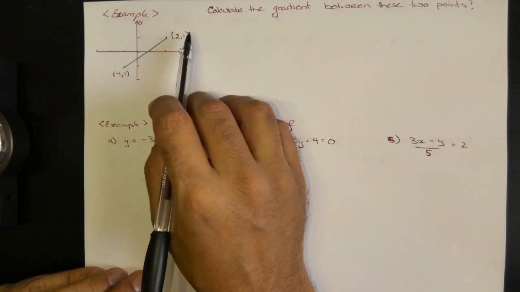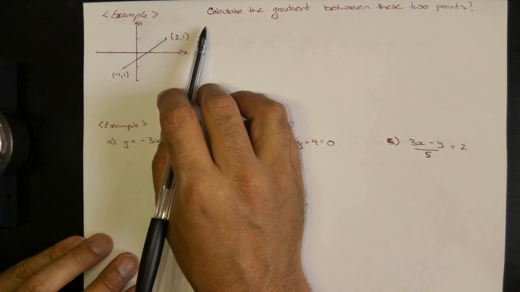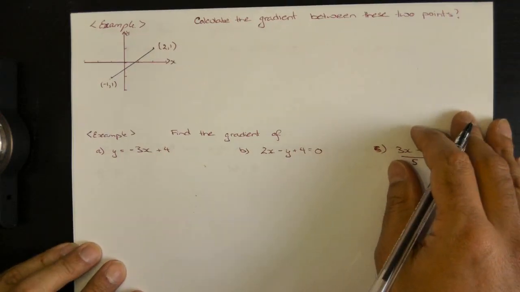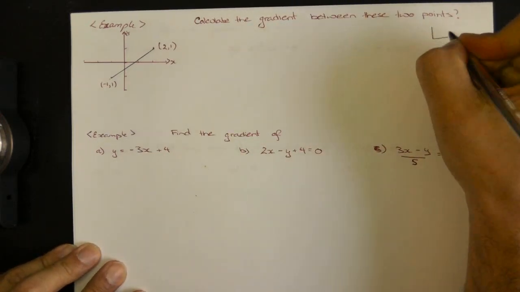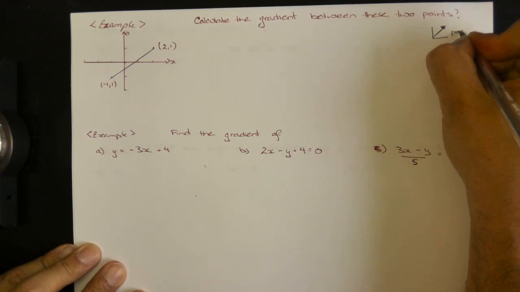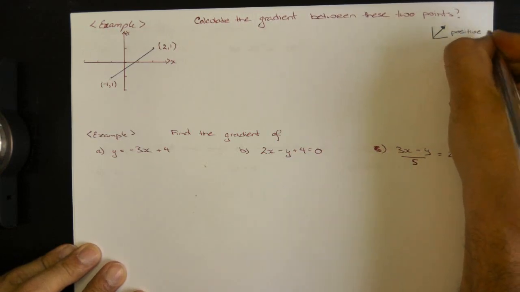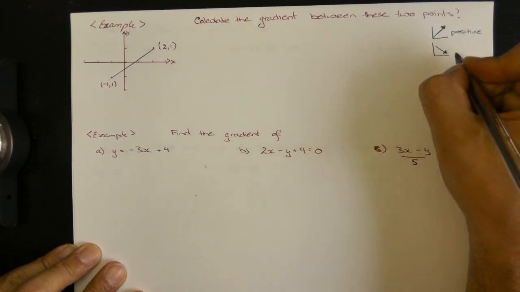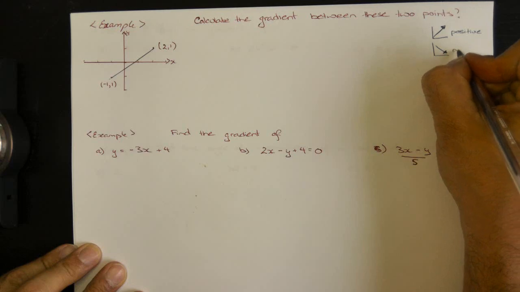And it's going up to the right, so this is what we call a positive gradient. If it's going up, it's positive. If it's going down to the right, it's negative.